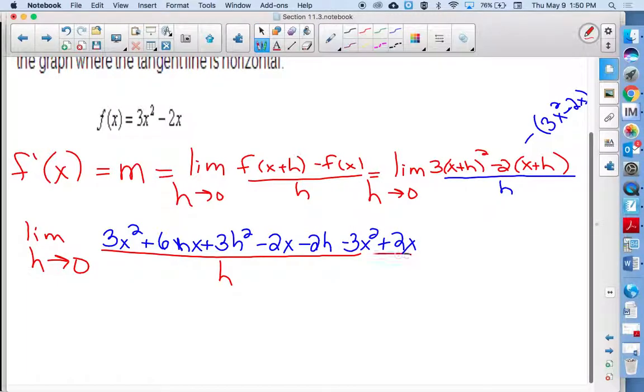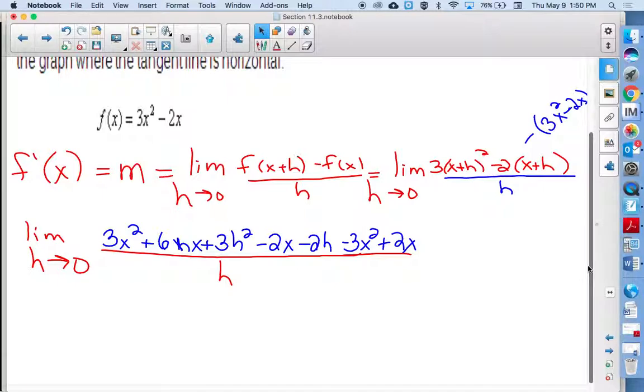There's a lot of stuff happening there. So that's foiling x plus h squared, x squared plus 2xh plus h squared, and then multiplying it by 3. So FOIL it, multiply it by 3. Distribute the negative 2, distribute the negative. And we have this huge long problem.